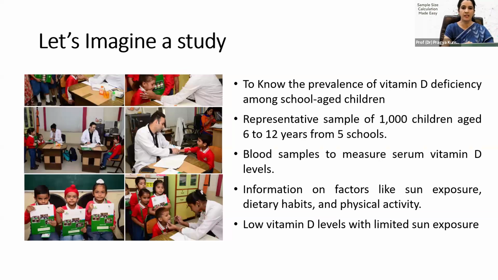So let's imagine a study. Today's topic is a cross-sectional study. So we'll start with this hypothetical study: if I want to know the vitamin D deficiency in school-age children, how should I proceed? My research question is the prevalence of vitamin D deficiency in school-going children. So what I did, I selected 1,000 children aged 6 to 12 years from 5 schools, and I took blood samples and measured vitamin D in those kids. And again, I collected information like sun exposure, dietary habits, and physical activity. And then I concluded that low vitamin D level is associated with limited sun exposure.